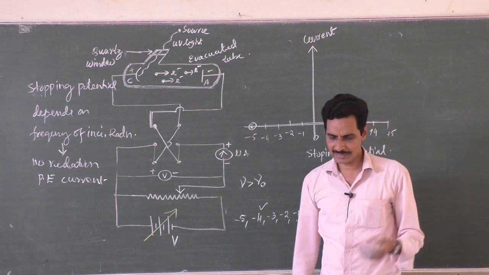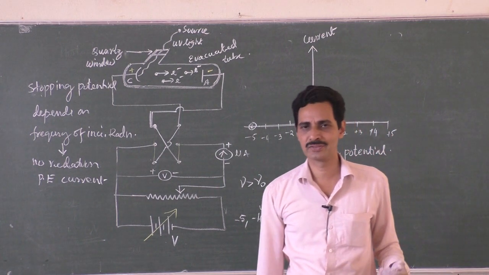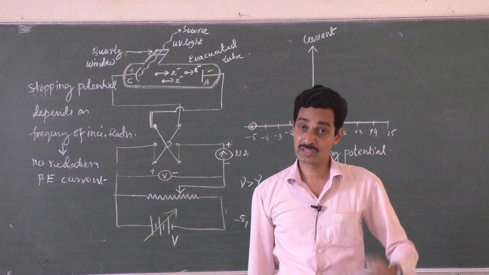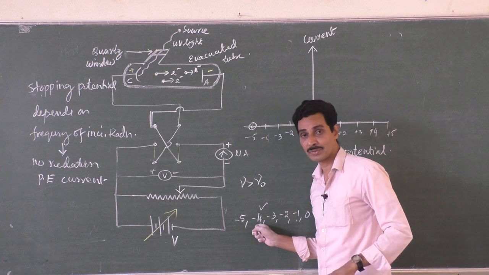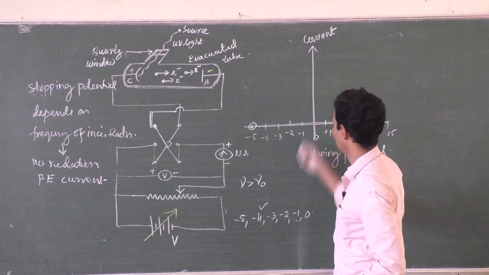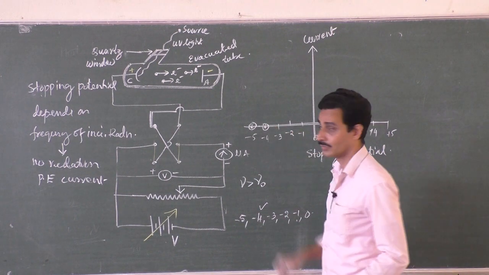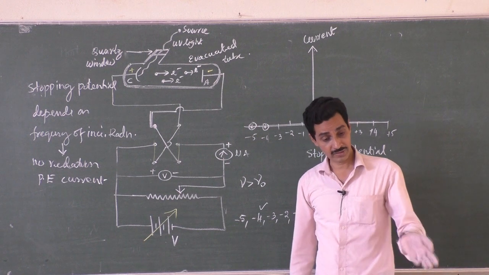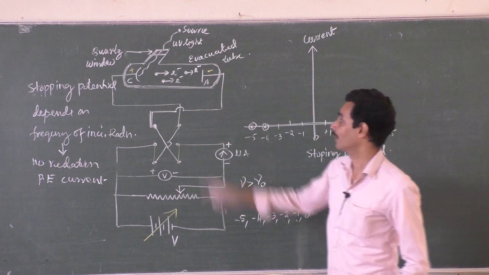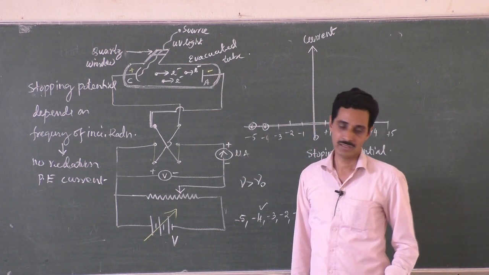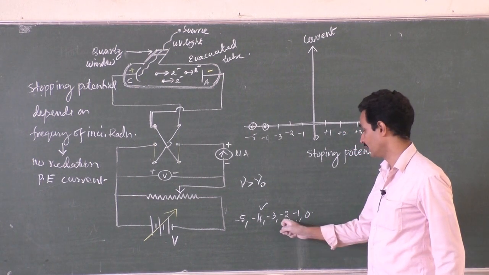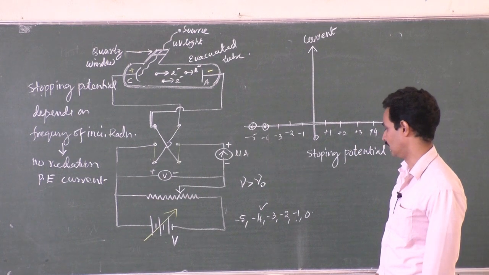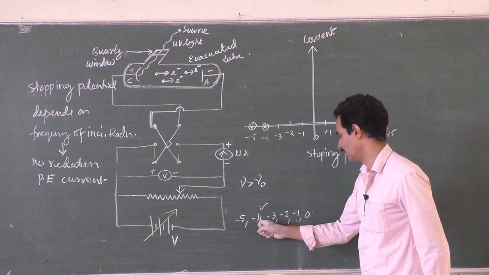Decrease it little by little, make it -4. -4 is also sufficient to stop the electrons because that itself is the stopping potential. What is the photoelectric current now? 0. Why is it 0? Photoemission is occurring, but electrons can't reach the anode. So 0. Make it -3 now. -3 volt. -5 to -4, -4 to -3.